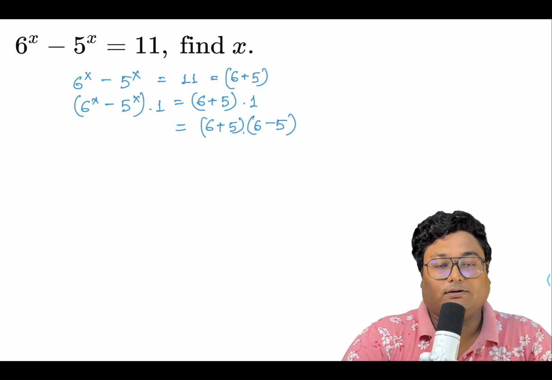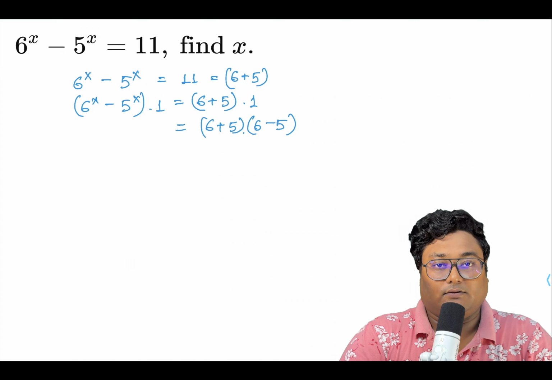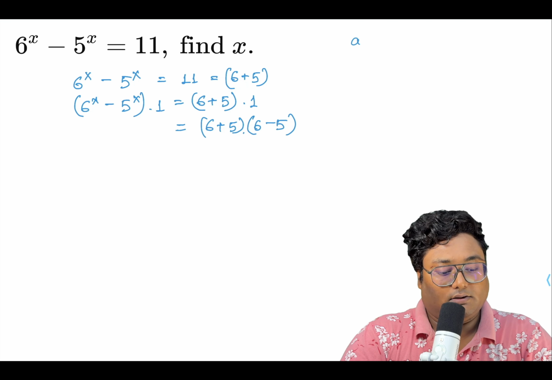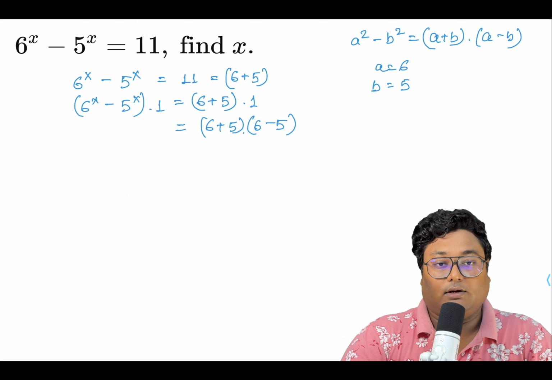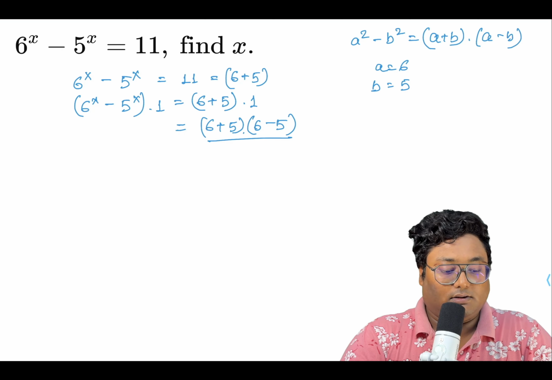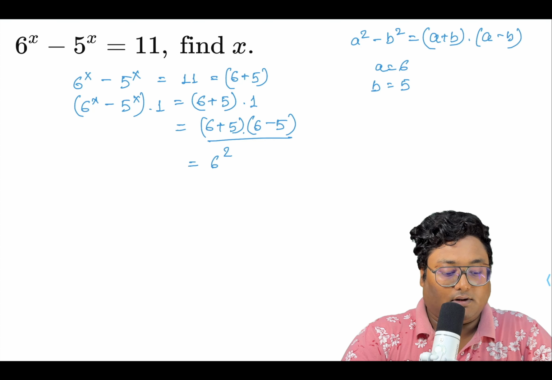Now, if you look closely over here, we have an algebraic identity, which is a square minus b square is equal to a plus b into a minus b. So over here, a is equal to 6 and b is equal to 5. So what I can write instead of this is 6 square minus 5 square, right?